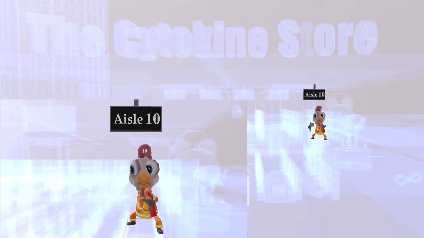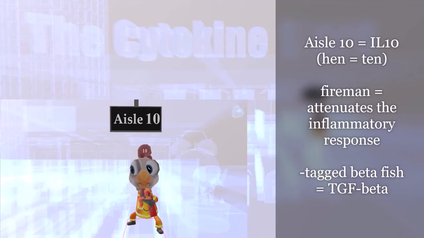In IL-10, I saw this fireman, but it was actually a hen. Hen for 10. This reminded me I was in IL-10. And the fireman, who likes putting out fires, reminded me of the role of IL-10, that it attenuates the inflammatory response, which is basically the job of a fireman.